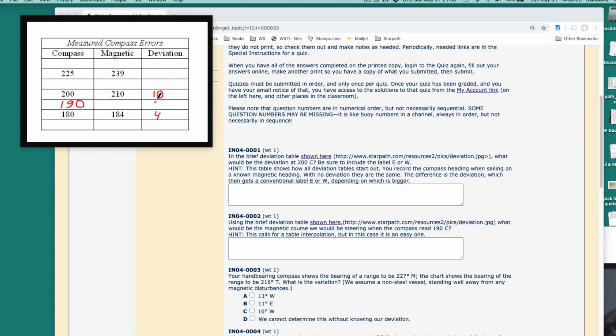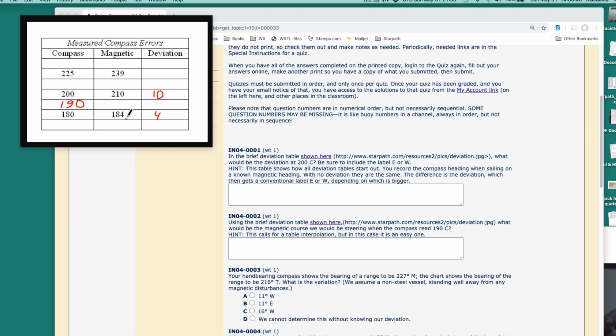So what's the deviation? Oh, okay, so we know it's 10. The deviation is always the difference between the magnetic and the compass. This is the true magnetic direction on the Earth, and this is what the compass reads, and it's not exactly right because it has some disturbance of some kind, called the deviation.